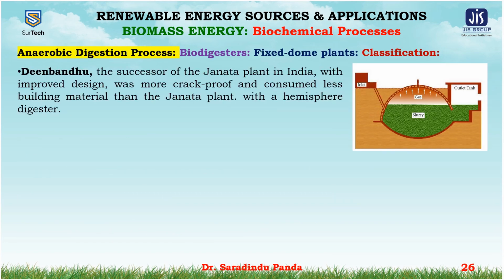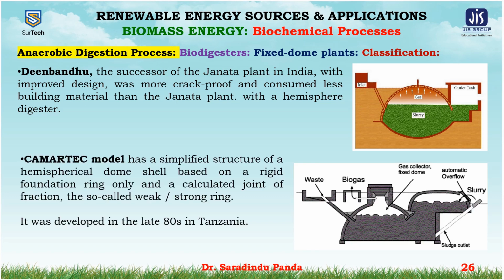Third is the Dinabandhu, the successor of the Janata plant, shown in the figure, which was produced in India with an improved design. It was more crack proof and consumed less building material than the Janata plant, with a hemispherical digester. Fourth one is the Camartec model. It has a simplified structure of a hemispherical dome shell based on a rigid foundation ring only and a calculated joint of the fraction, the so called weak or strong ring. It was developed in the late 80s in Tanzania.